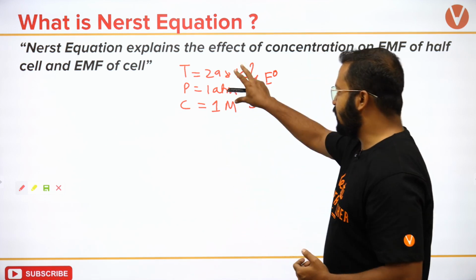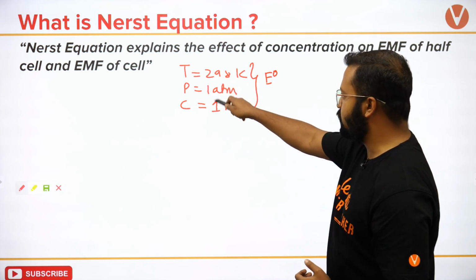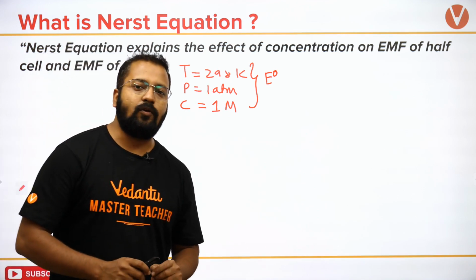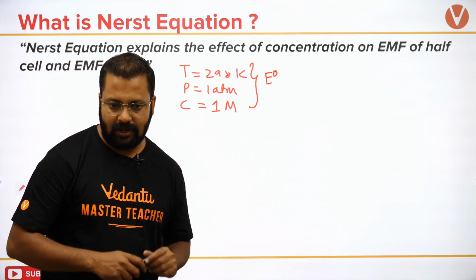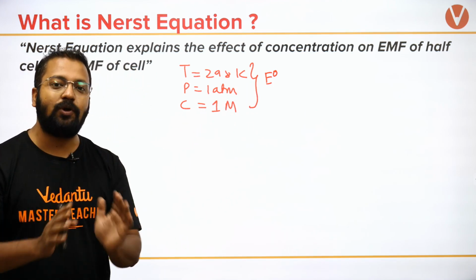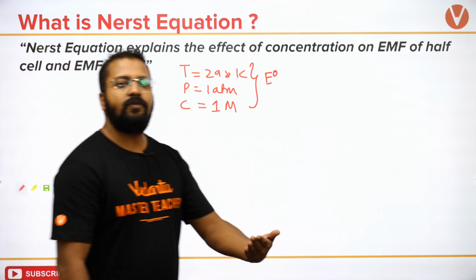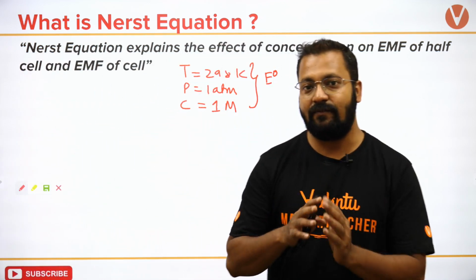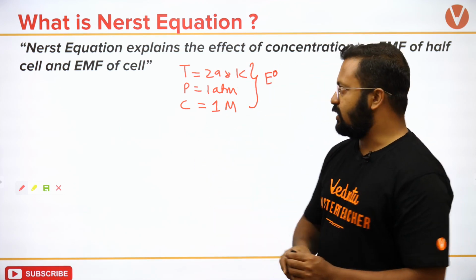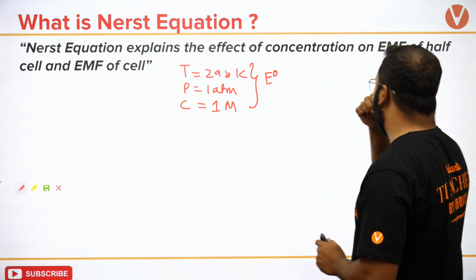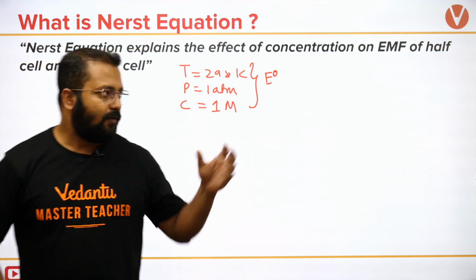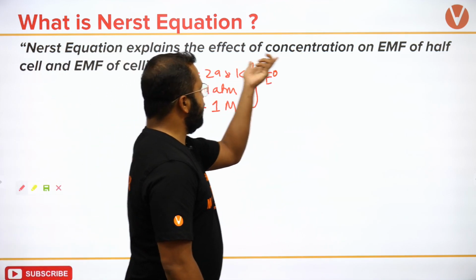Okay, if I change the temperature or pressure or concentration, then whatever the cell potential is, that will be calculated using Nernst equation. So it is very important that the E naught value is going to change, or the cell potential is going to change. From now onwards I'll talk about cell potential because we are working on cells. So Nernst equation explains the effect of concentration on EMF of half cell and EMF of cell.